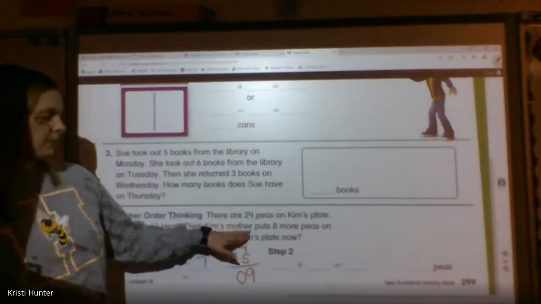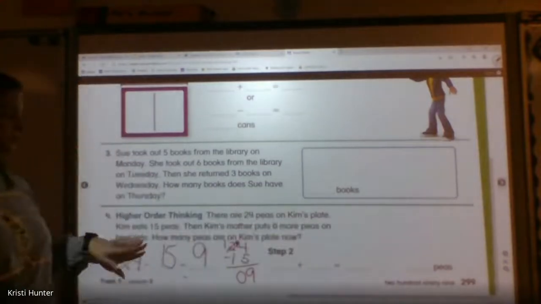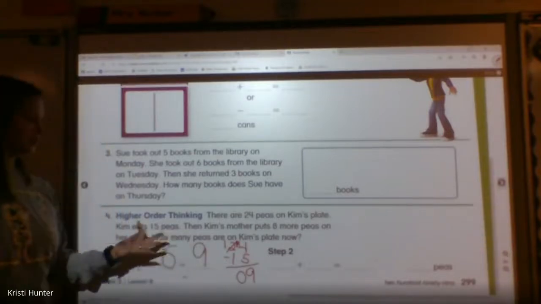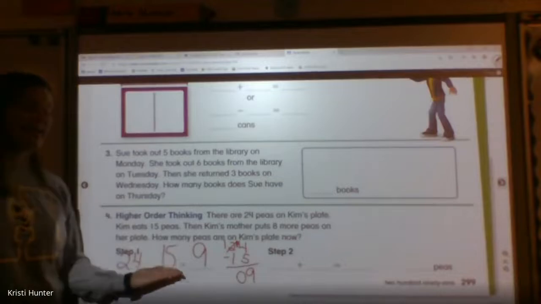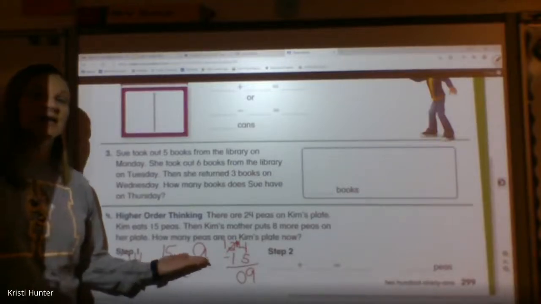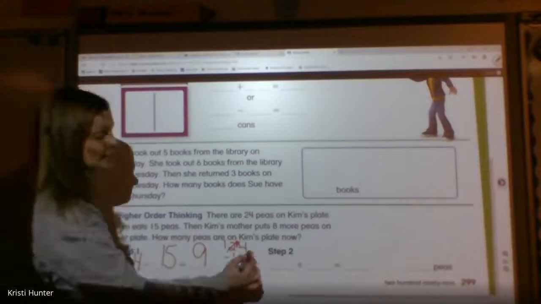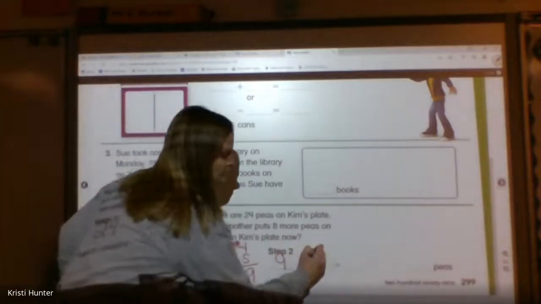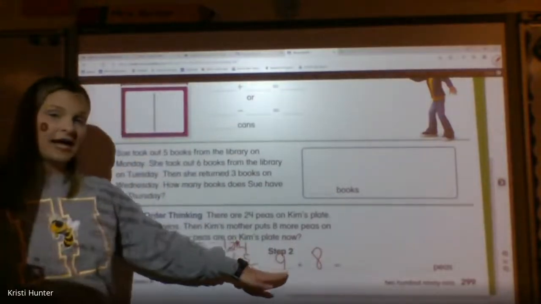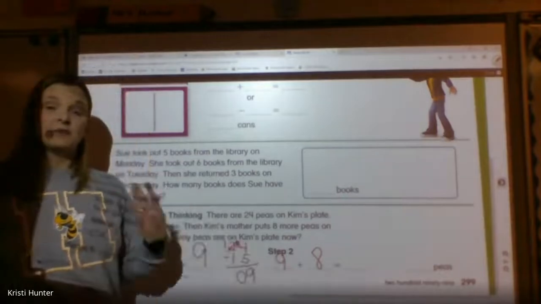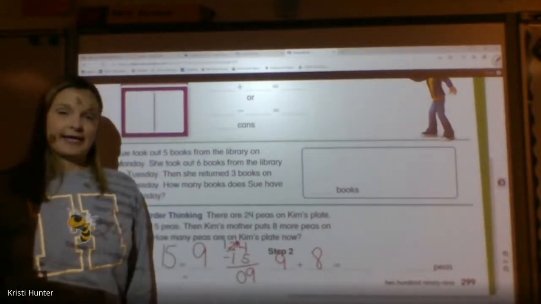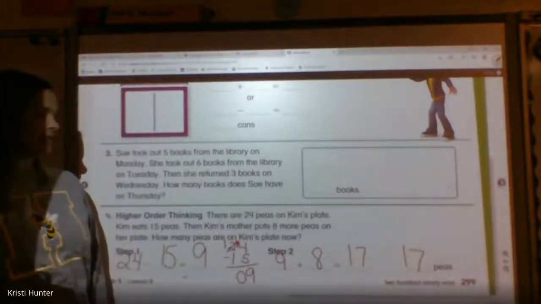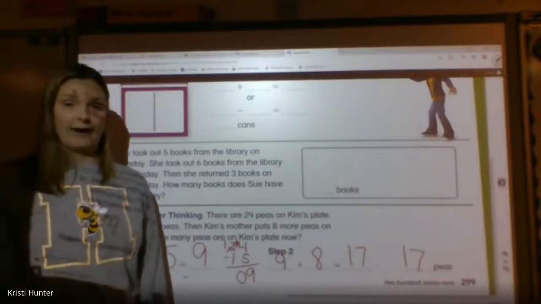Then Kim's mother puts 8 more peas on her plate. So think about this. How many peas did she have left? She started with 24. She ate 15, so she has 9 left. So that's going to be my start number. She had 9. Her mom gave her 8 more. So we have 9. We add 8. This is a fact that we should have memorized. What's 9 plus 8? 17. So there are 17 peas on Kim's plate now.